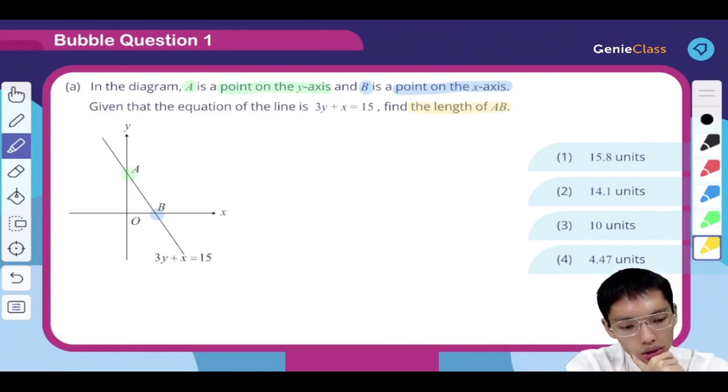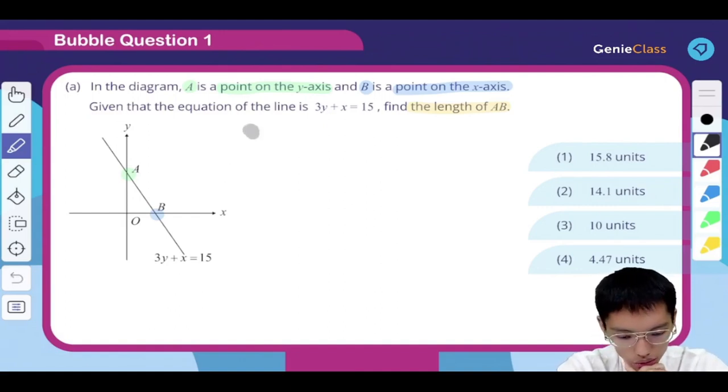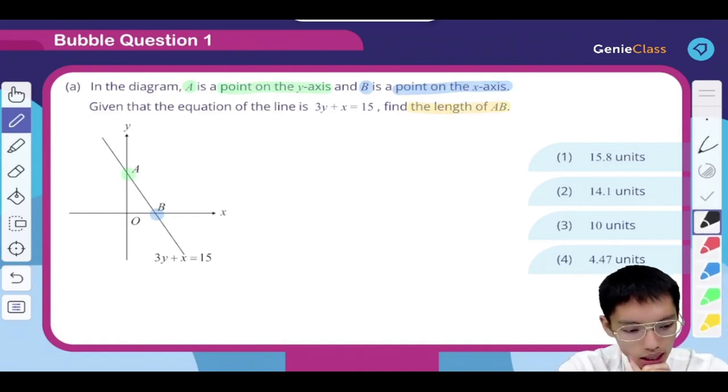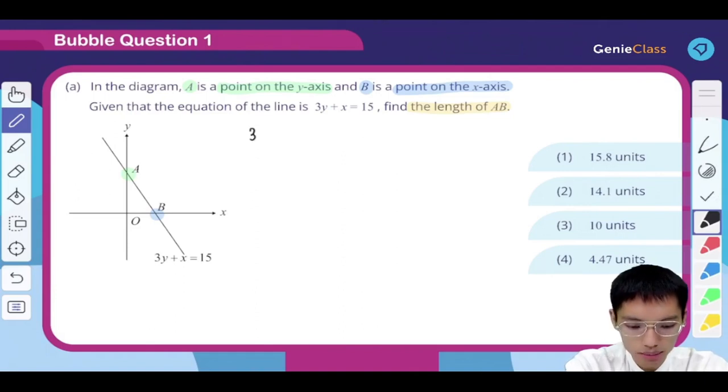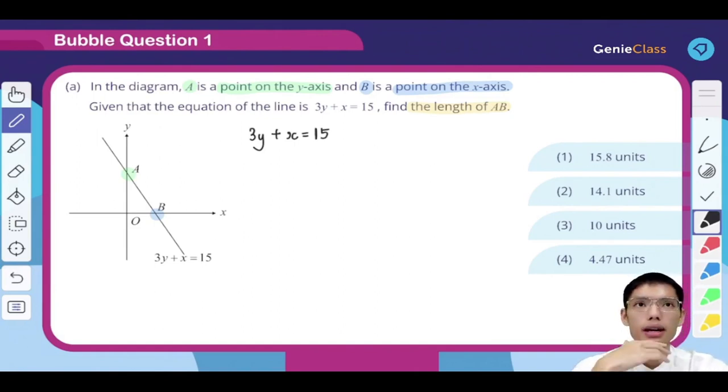One thing to take note, whatever you have, you write it down first. So I have the equation of my line. Let me write down first. So I have 3y plus x is equals to 15. So what do I have?